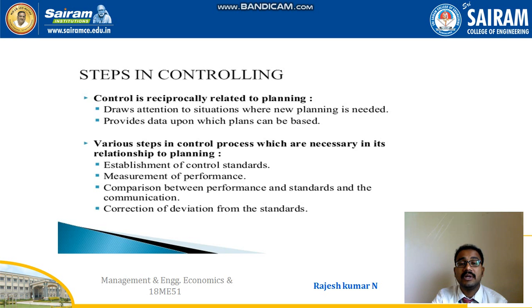Controlling is reciprocally related to planning. It means it draws attention to situations where new planning is needed and it provides data upon which plans can be based. The various steps in the control process which are necessary in its relationship to planning: establishment of control standards, which is very important because the initiation and even the establishment of the standards is very important for controlling.